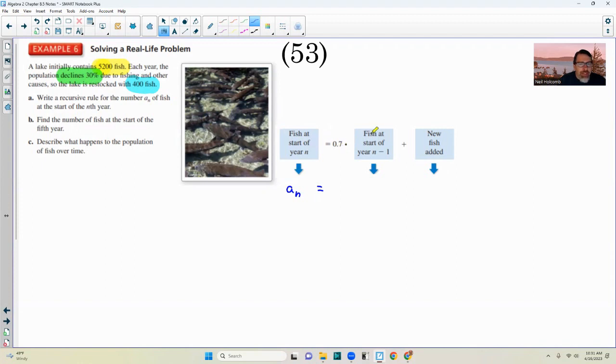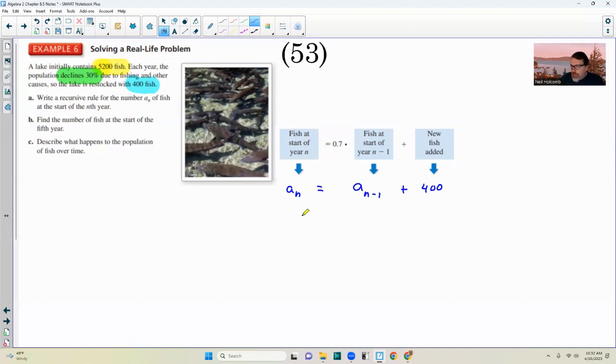So 70% times fish at the start of the previous year, year n minus 1. Okay, so if this was year 10, then this would be 70% of the year before, is what they're saying. So there's 70% at the start of the year n minus 1, plus the new fish added. So this is a sub n minus 1, and then plus 400. We're adding 400 fish. So this is an arithmetic sequence where our common difference is 400.